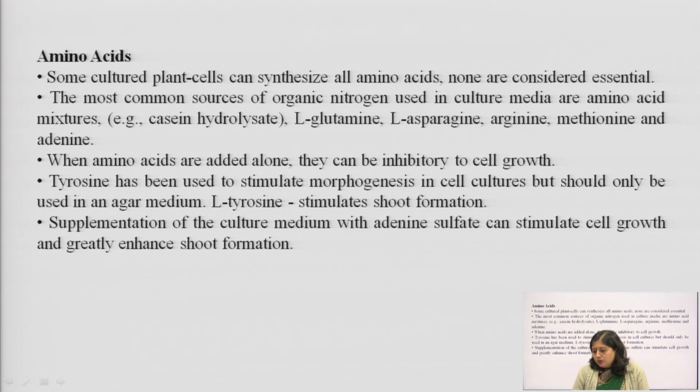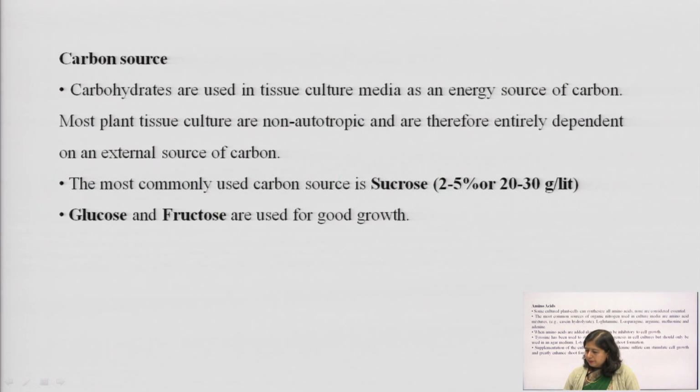Tyrosine has been used to stimulate morphogenesis in cell cultures, but should only be used in agar medium. We should generally have an agar medium. We cannot use it in a liquid medium because it generally promotes the shoot growth. Supplementation of cell culture with adenine sulfate can stimulate the growth and greatly enhance shoot formation.